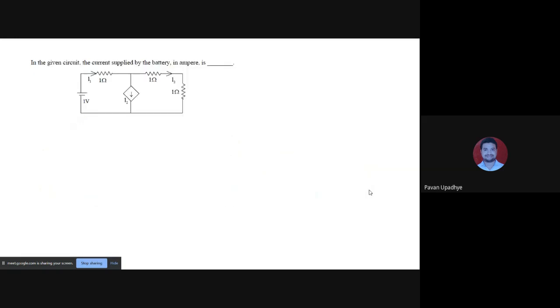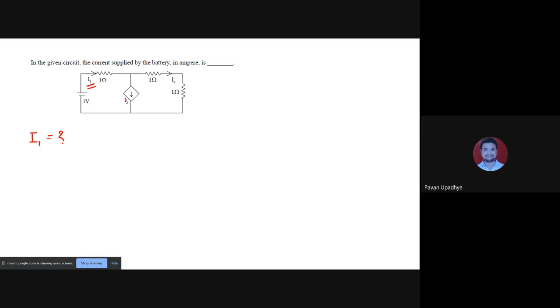Now, in the given circuit, the current supplied by the battery in ampere is. So again, we have to find out some current. Okay, look at the current supplied by the battery. The current supplied by the battery is I1. So ultimately, we have to find out the value of I1. Yes, so I1 is to be found out. And if we find out I1, then our job is done.